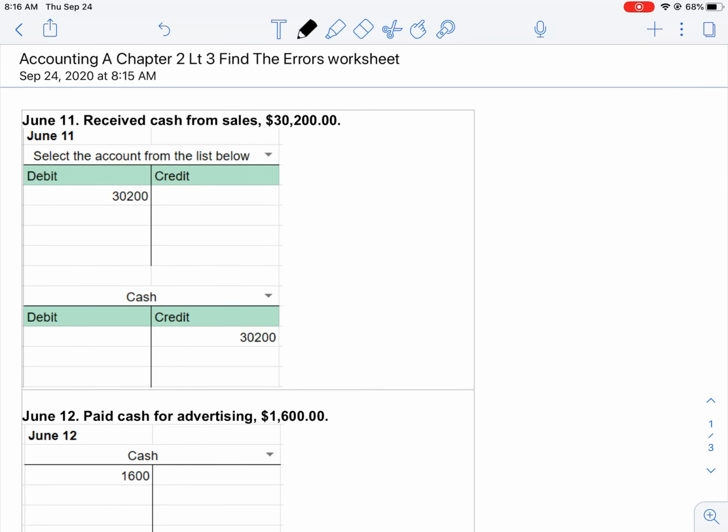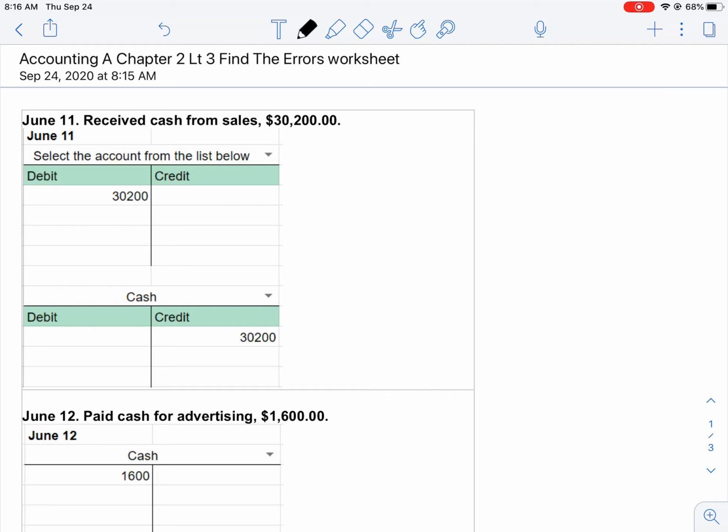Chapter 2.3 in accounting, we're looking at find the errors. Again, this is to help you if you're stuck with the assignment. Also, it's to help you if you've gotten a little bit off track. Am I going to give you the answers? No, but hopefully we can get you back on track.